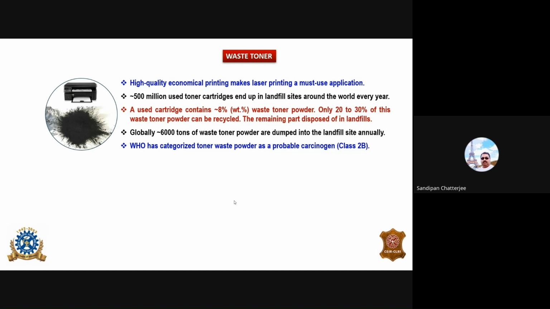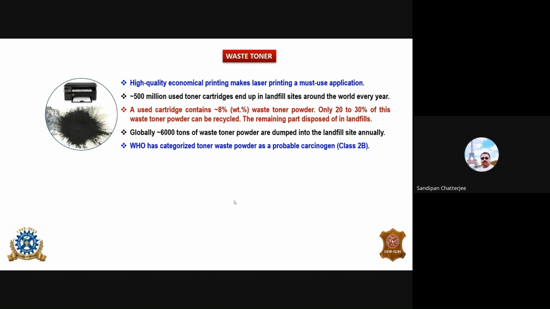But it comes with a problem also, because worldwide around 500 million used toner cartridges end up in landfill sites around the world. It not only comes with plastic and metal pollution, but it also comes with very toxic leftover toner powder waste, which can migrate from these sites through the air. It's very toxic in nature, and WHO has categorized this toner waste powder as a probable carcinogen.